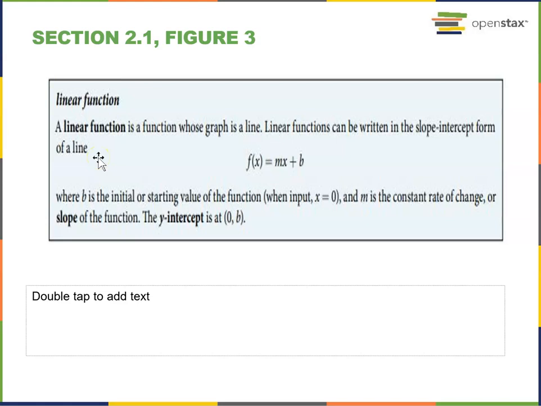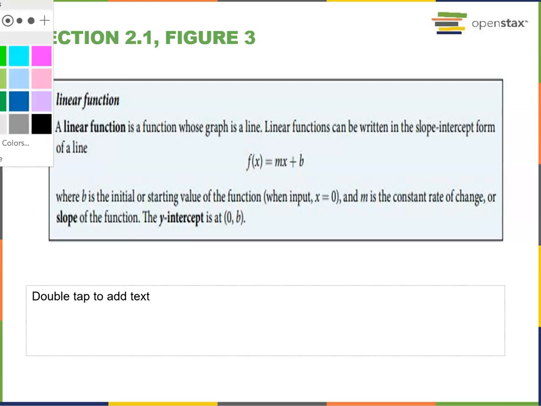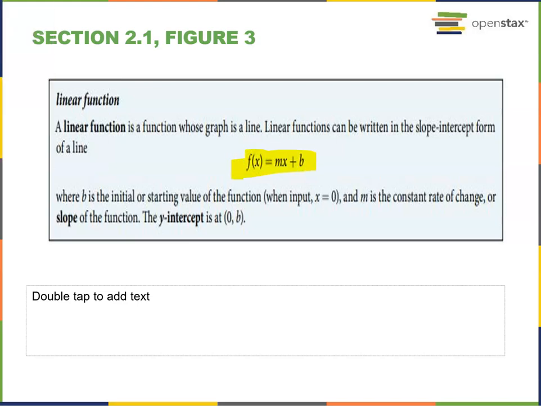What is a linear function? It is a function whose graph is a line and can be written in the slope-intercept form. f of x is equal to mx plus b, where b is the initial or the starting value of the function, where input x is equal to 0, and the constant rate of change, or what we call the slope, is the m. So the y-intercept is the coordinates (0, b).